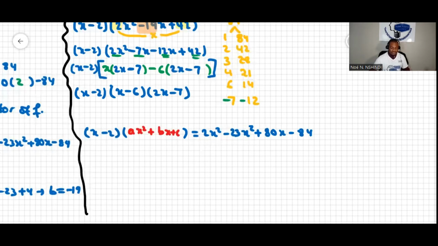We can use long division. If I need to find the values of ax squared plus bx plus c, we can just divide both sides by x minus 2. Okay, we divide here by x minus 2. Now this will be written as I'm going to do it over here.